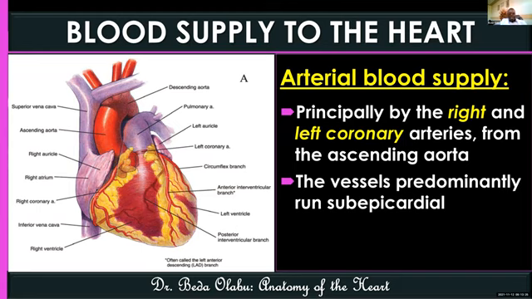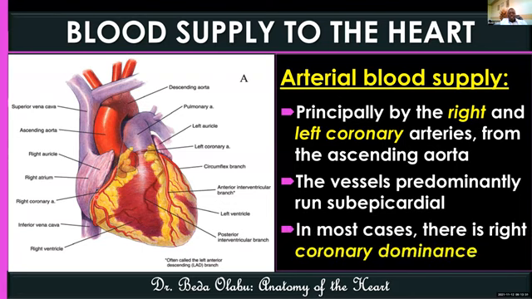This is the right coronary artery. Even though we are saying that the left coronary artery is a big artery, supplying a bigger mass of the heart, there is something called coronary dominance. Coronary dominance refers to the artery that gives branches which supply most of the conduction tissue of the heart. The conduction tissues include things like the sinoatrial node, AV node, and the atrioventricular bundle of His.